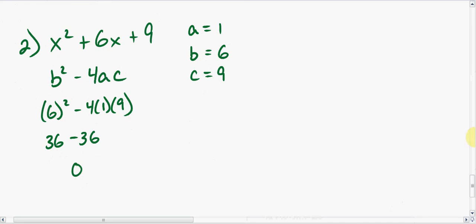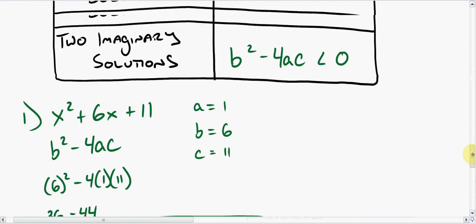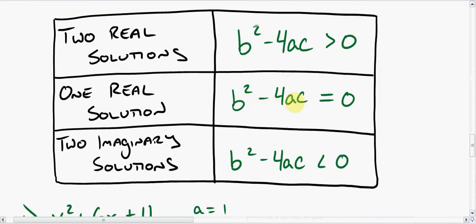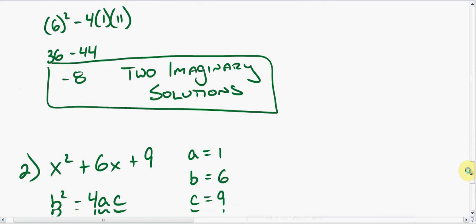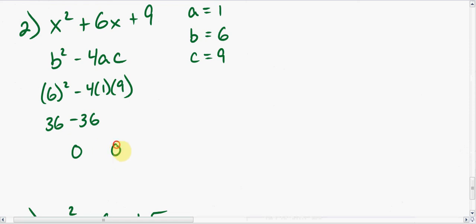So when our discriminant equals 0, we'll go back up to our chart. When the discriminant equals 0, we have one real solution. So I'm going to write one real solution.